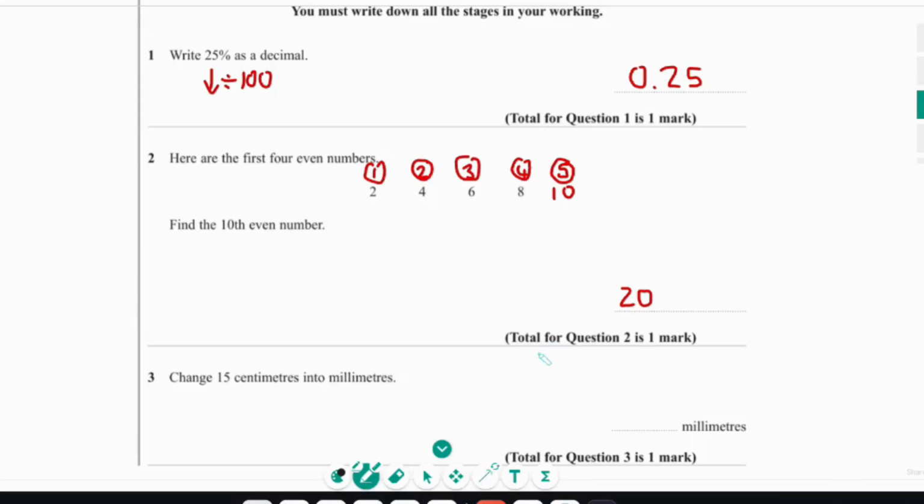3. Change 15 centimetres into millimetres. 1 centimetre is equal to 10 millimetres. So to convert centimetres to millimetres, we times by 10. 15 times 10 is 150.